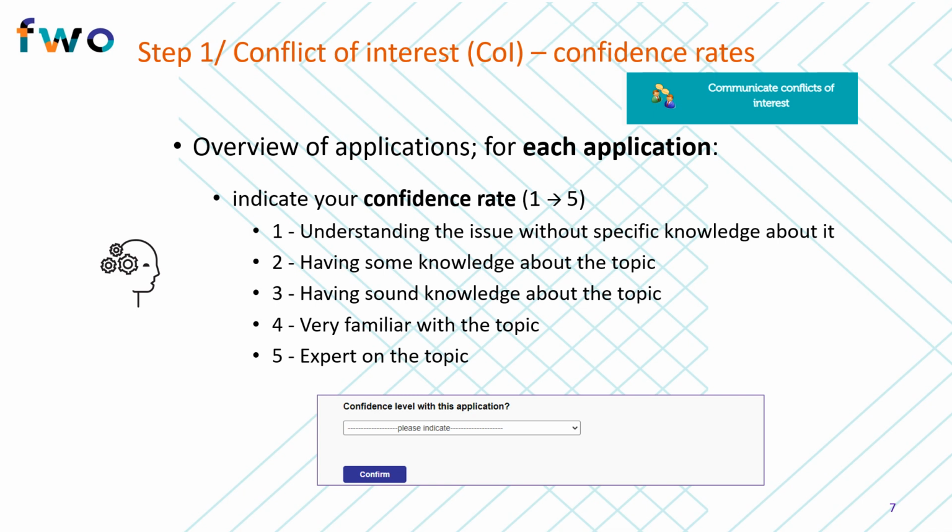Still, distinguishing between your level of confidence for evaluating the applications using the 2 to 5 rating scale is important, as the chairs will try to allocate each application to the most suitable panel members, using the range of expertise present in the panel.